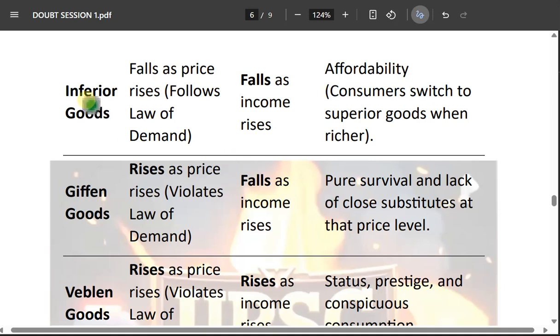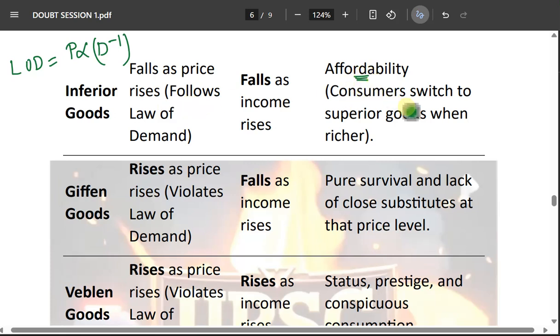First, inferior goods. What are inferior goods? Demand falls as price rises. It means the law of demand is followed. The law of demand states price is inversely proportional to demand, meaning if the price increases, demand falls. That is called inferior goods.